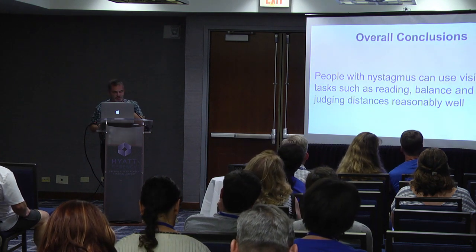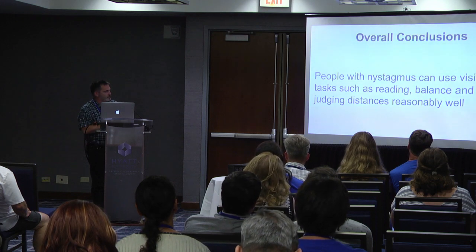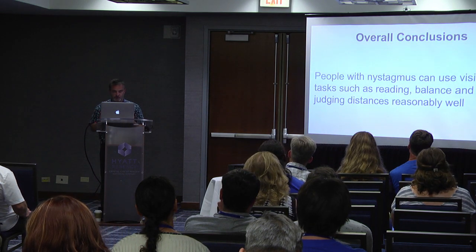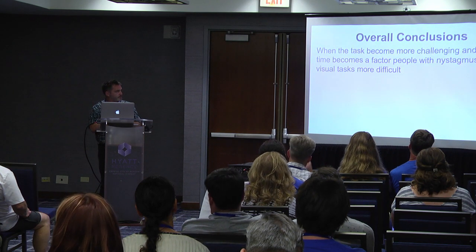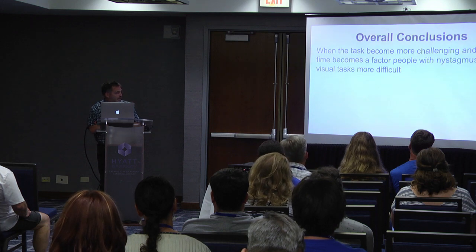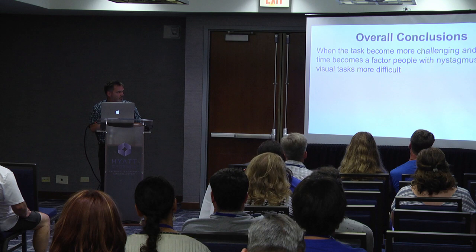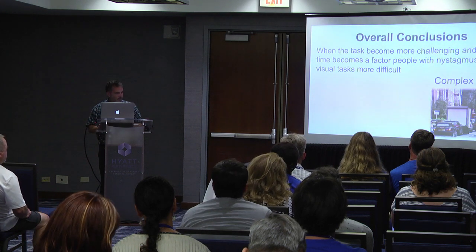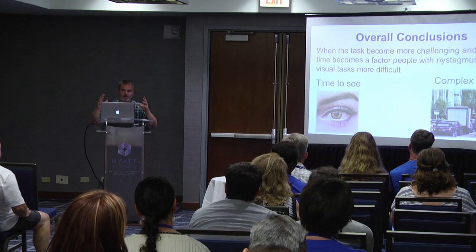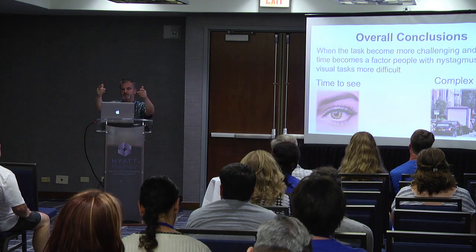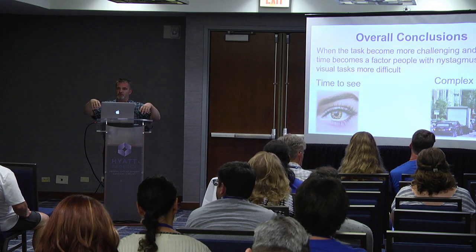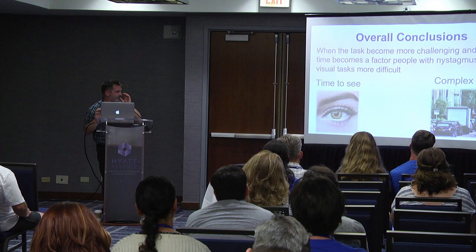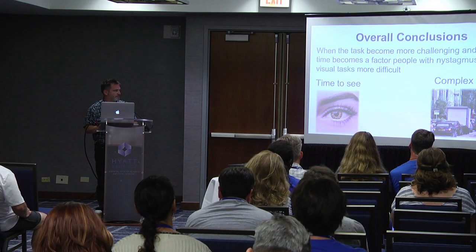So my overall conclusions are this: people with nystagmus can use vision for tasks such as reading and balance and judging distances reasonably well, actually. A lot of these aspects that we've looked at, people with nystagmus actually do pretty well. But it's really when the task becomes more challenging and when time becomes a factor that people with nystagmus find visual tasks more difficult. A complex visual scene, a busy room, the whole concept of time to see, the time it takes for you to see something and make a decision based on what you can see, maybe crossing the road or, if you drive, making decisions based on two cars coming in opposite directions, you have to decide whether you can get out from that junction. All of these things become a lot more difficult with nystagmus.